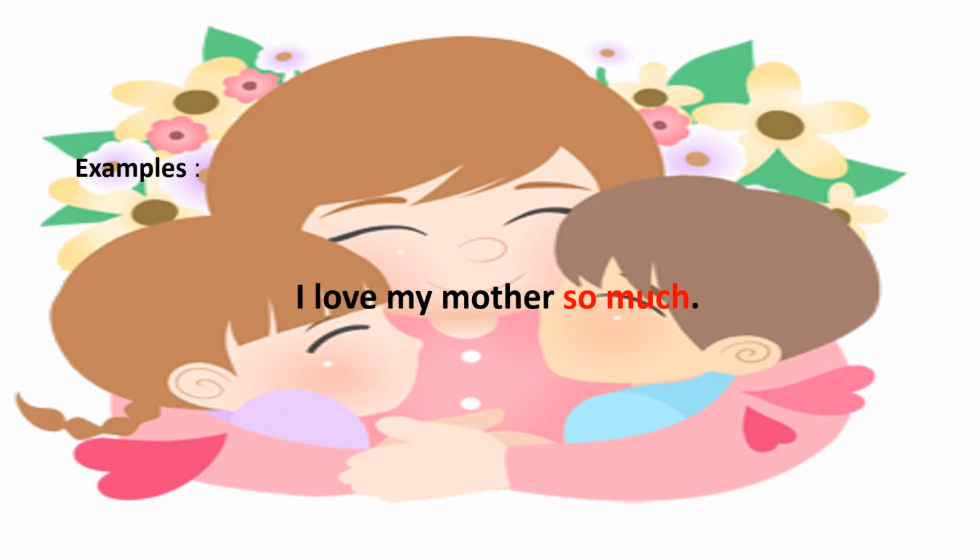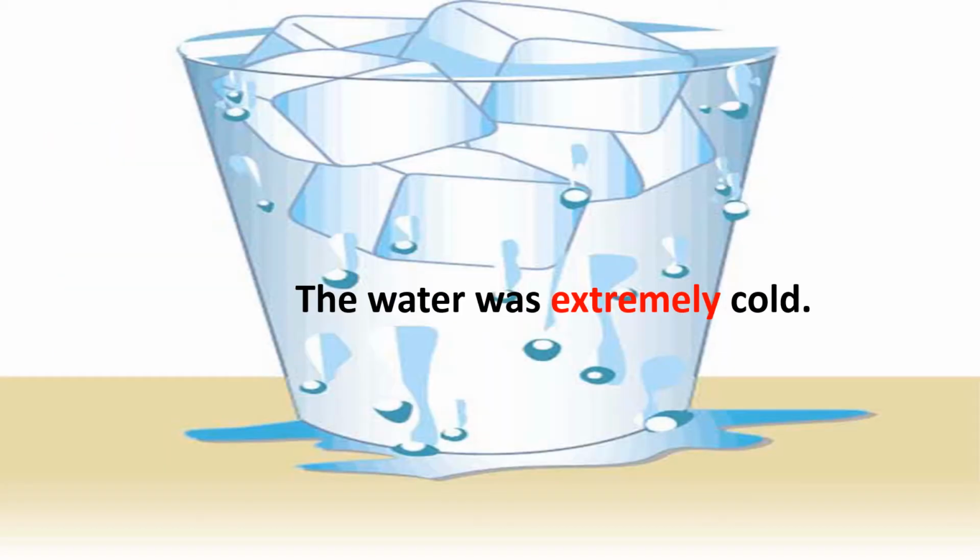For example, I love my mother so much. So in this sentence, so much is adverb of degree because it is telling how much we love our mother. In another sentence, the water was extremely cold. Now in this sentence, extremely is adverb of degree because it tells us how cold the water is. So when we ask the question how much, we get the answer extremely.